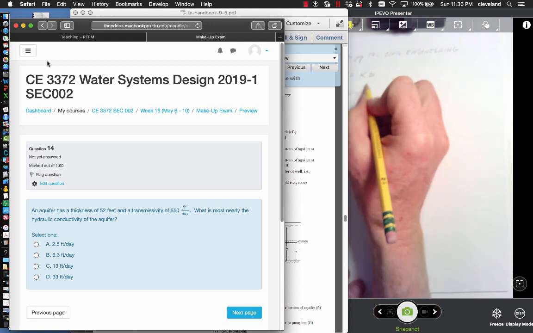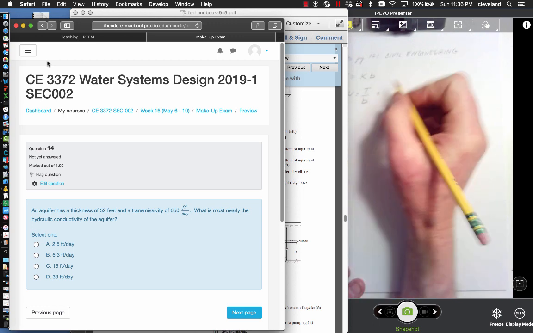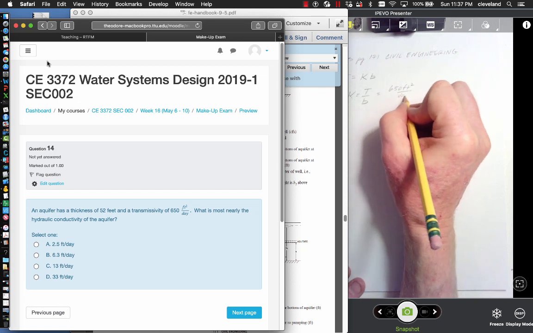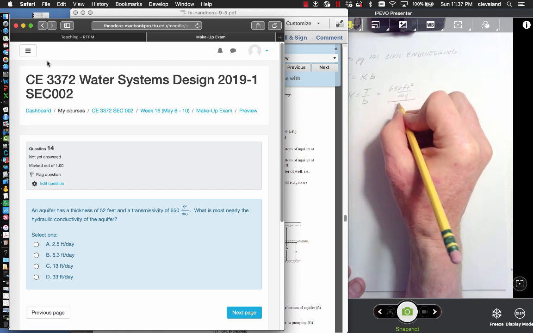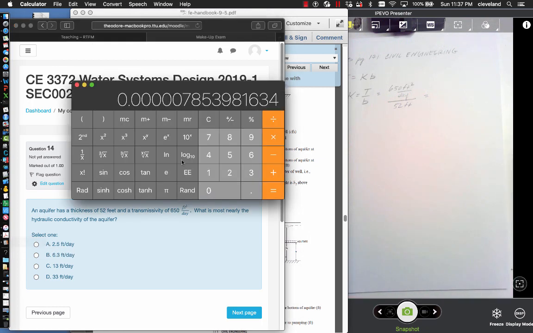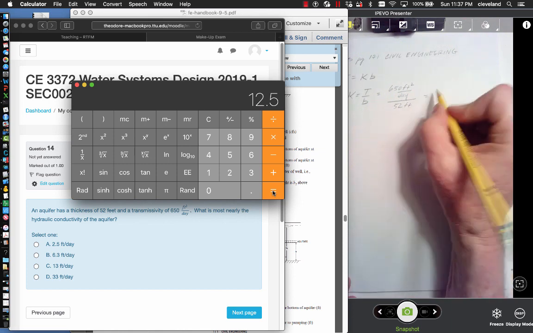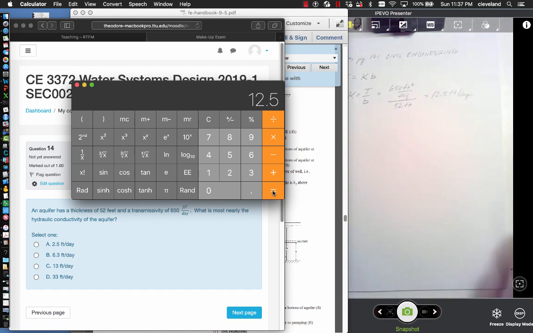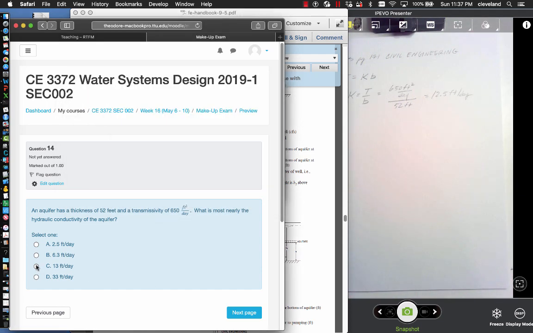K is equal to T divided by B, which in our case is 650 feet squared per day divided by the thickness, which is 52 feet. And the result of that rather difficult calculation, 650 divided by 52, equals 12.5 feet per day. We will go with 13, that's the closest, and move on.